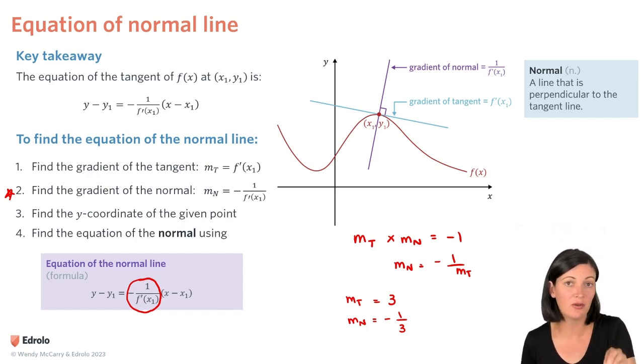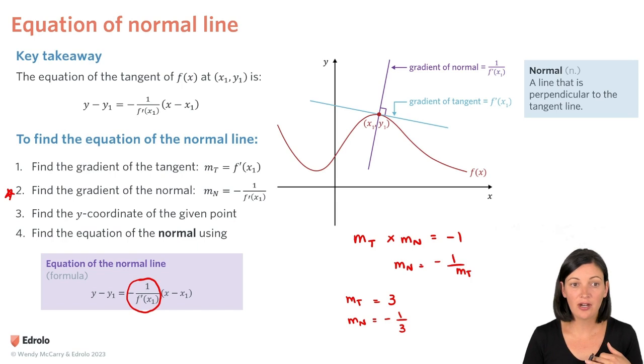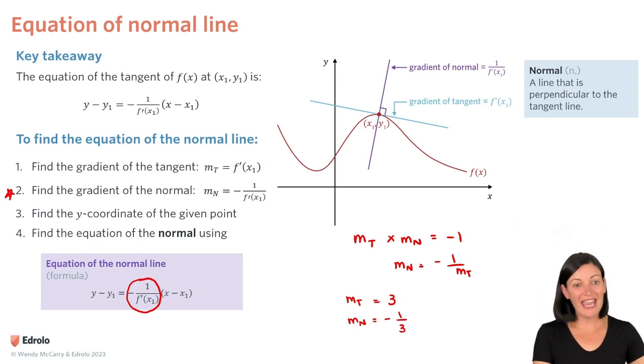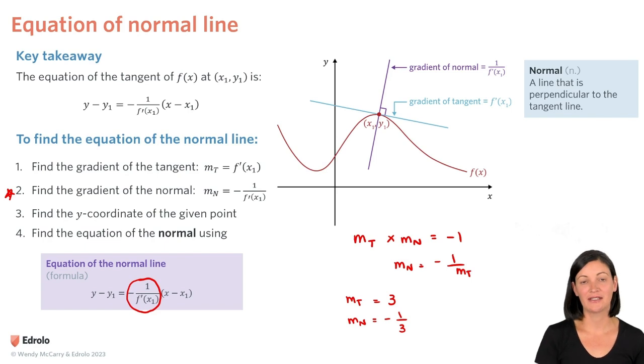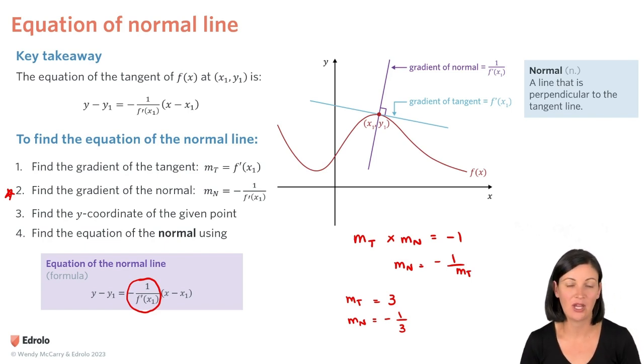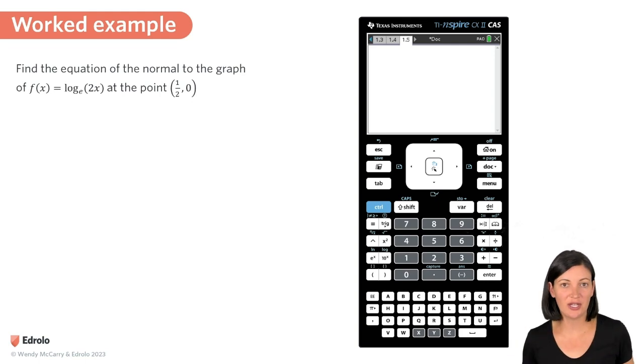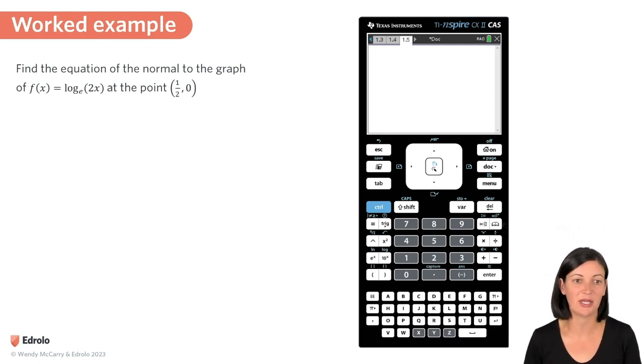So we still have to find the gradient of the tangent first. We find the derivative, and then we substitute the point in that we're given. Then you've got to find the gradient of the normal by taking the negative reciprocal of the gradient of the tangent. Then you're going to find the y-coordinate, like usual. I shouldn't say the word normal again. And then you'll find the equation of the normal line using our equation of the line formula. All right, let's look at an example to see how we would do this. So we're going to do this worked example first by hand, and then I'll show you the steps to take on the calculator to do this really quickly.